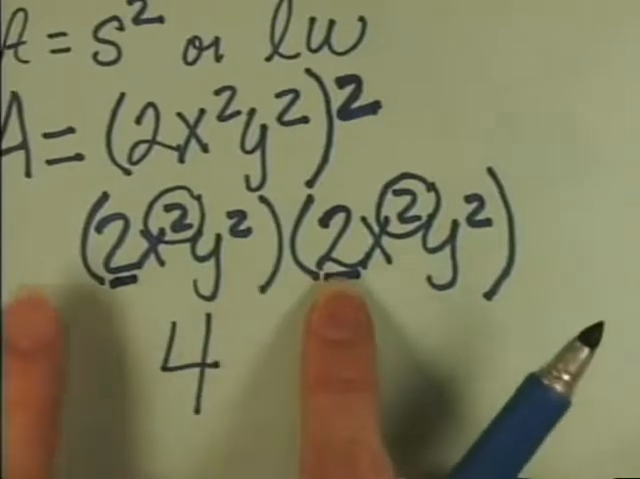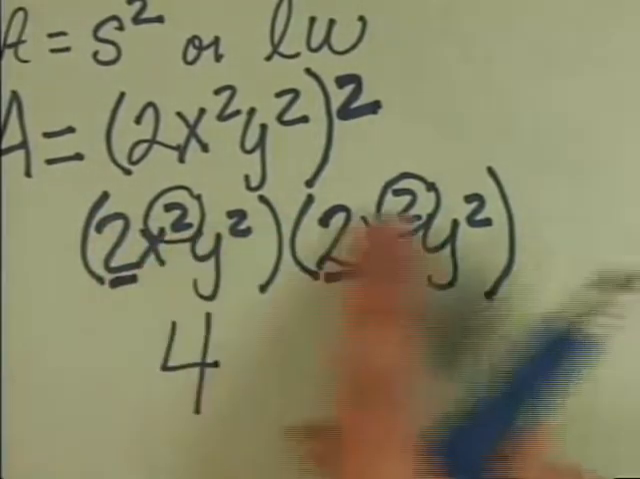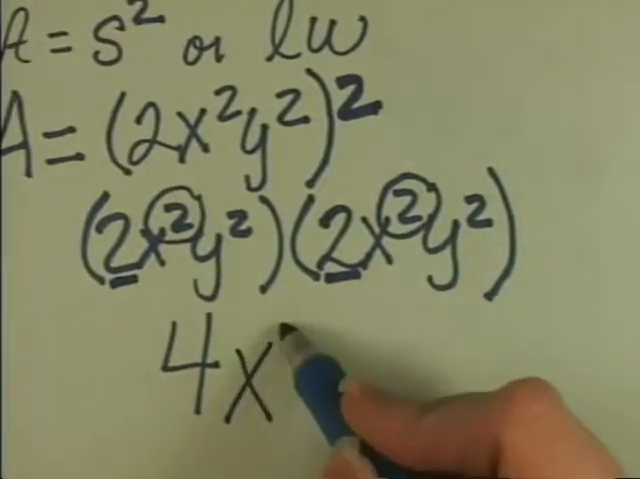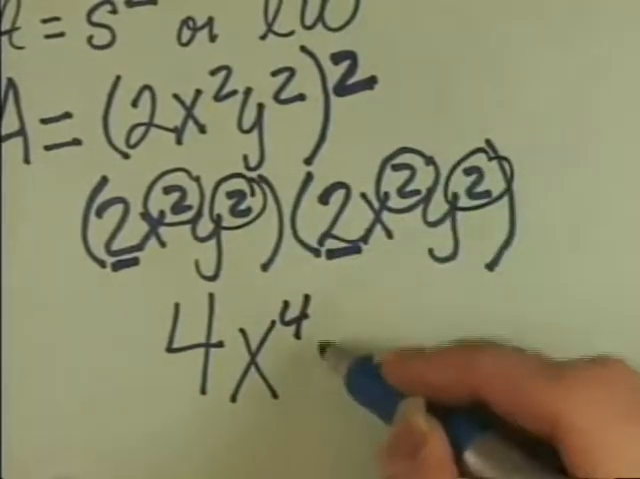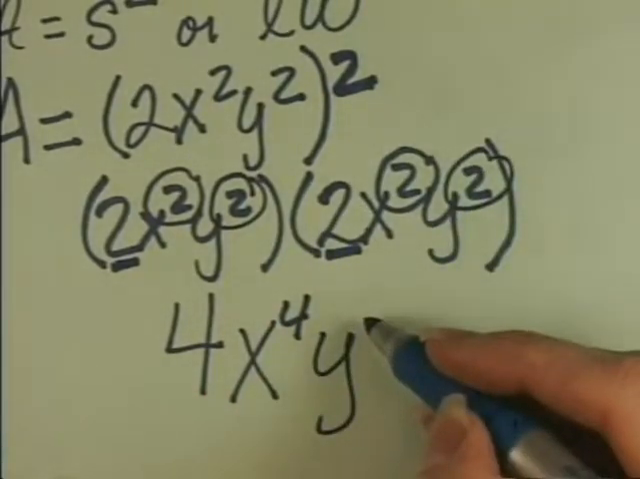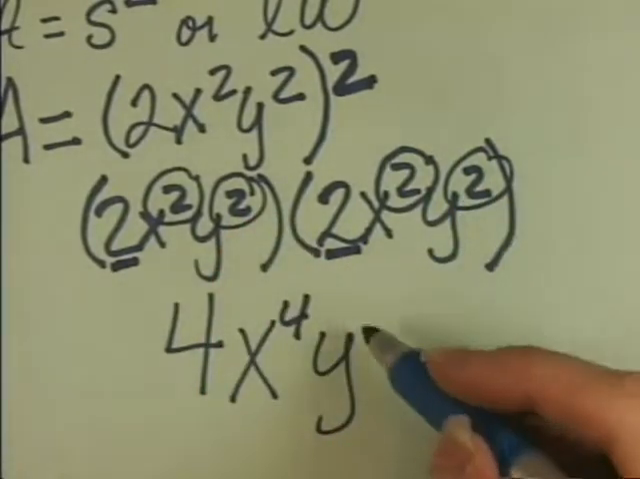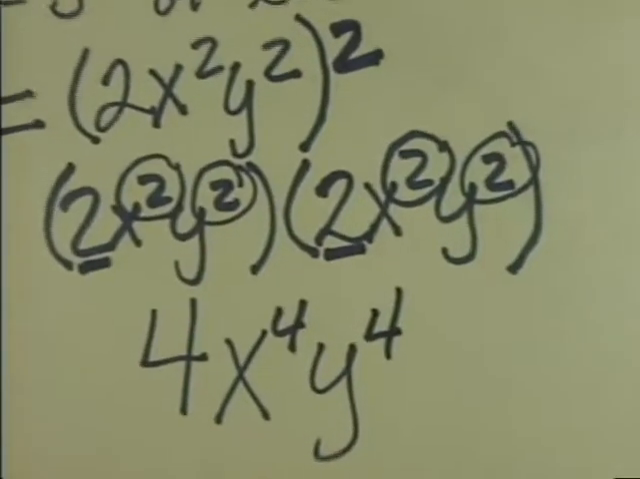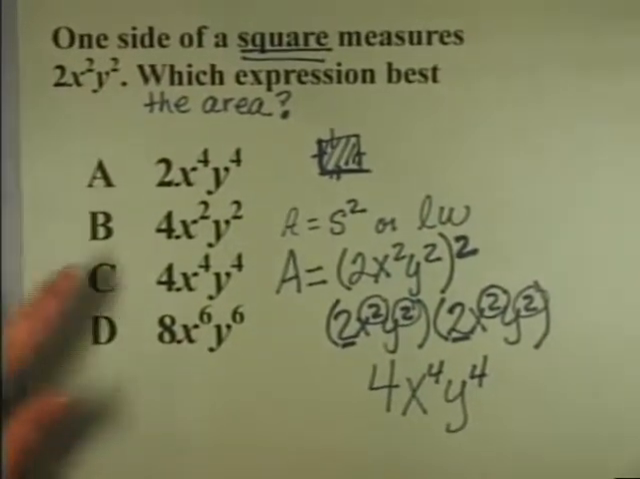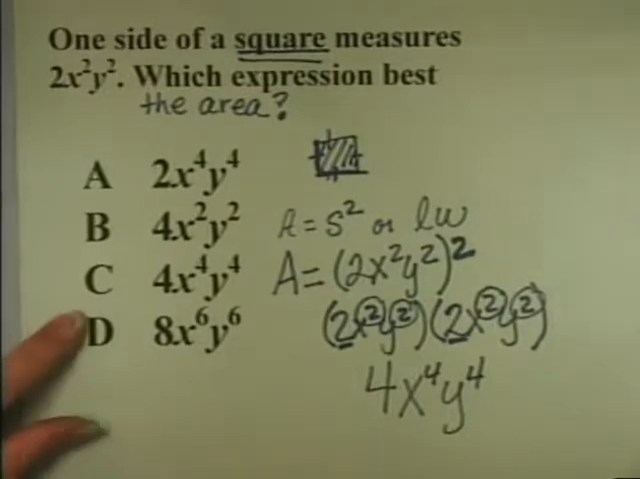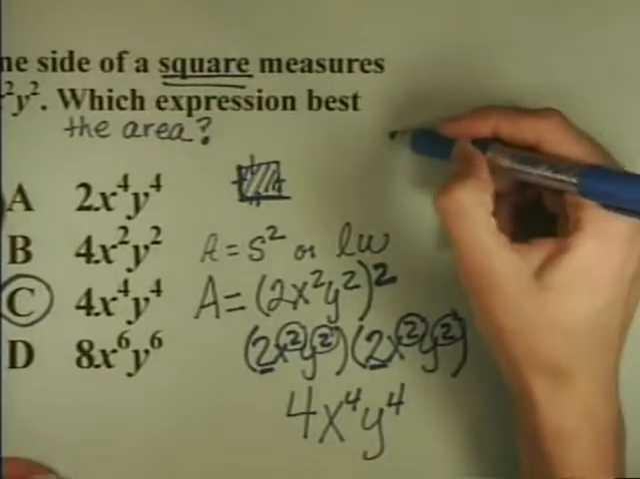Y'all remember, whatever you do with the big numbers, you don't do the same thing with the little beady ones. So 2 plus 2 gives you 4. And my y is going to be y to the fourth power, because we added. Let me zoom out. So what's my answer? C. Good, you got it right.